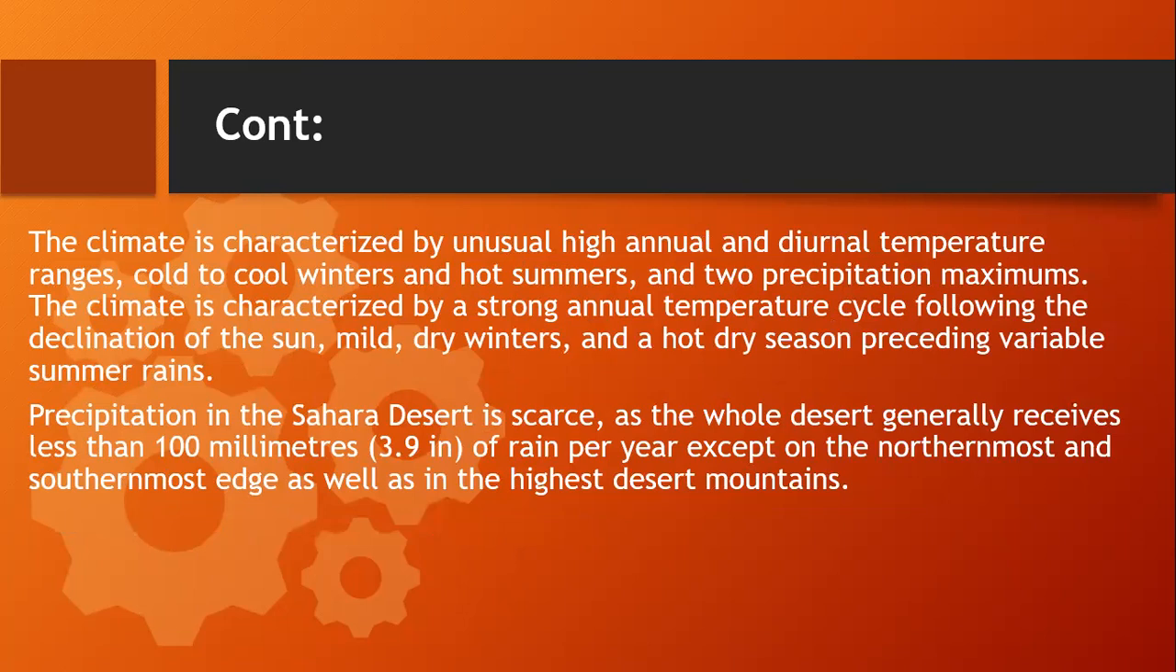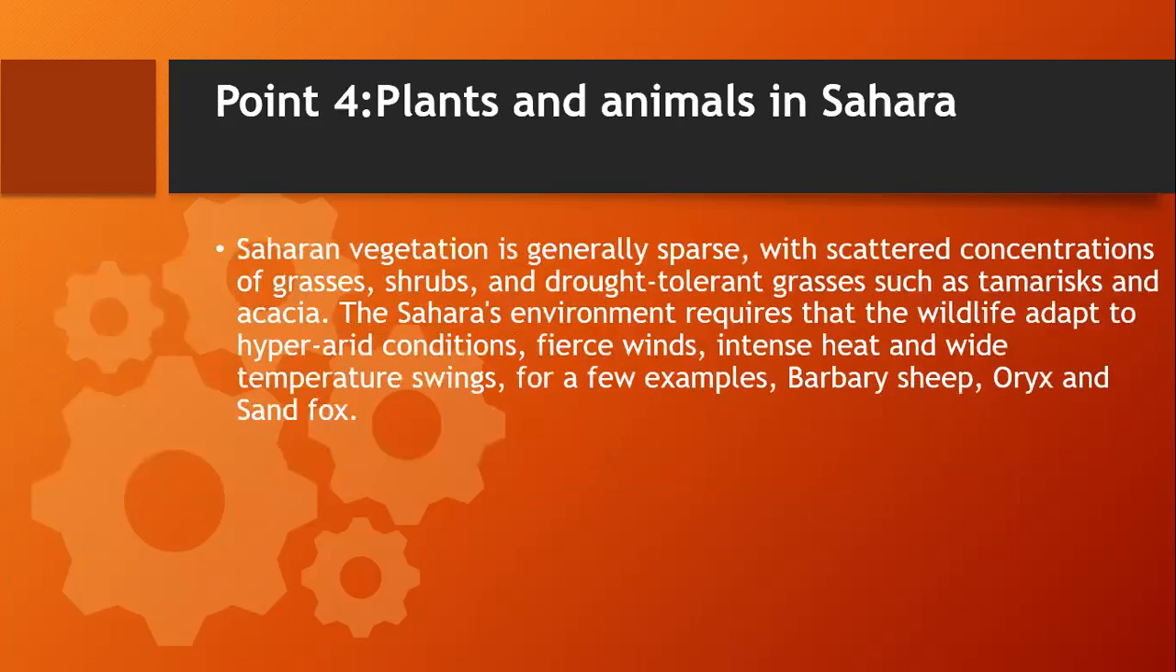The climate is characterized by a strong annual temperature cycle following the declination of the sun, mild dry winters, and a hot dry season preceding variable summer rain. The precipitation in the Sahara Desert is scarce, as the whole desert generally receives less than 100 millimeters, which is equal to 3.9 inches of rain per year, except on the northernmost and the southernmost, as well as in the highest desert mountain. Now let's look at the next point, which is plants and animals in Sahara.